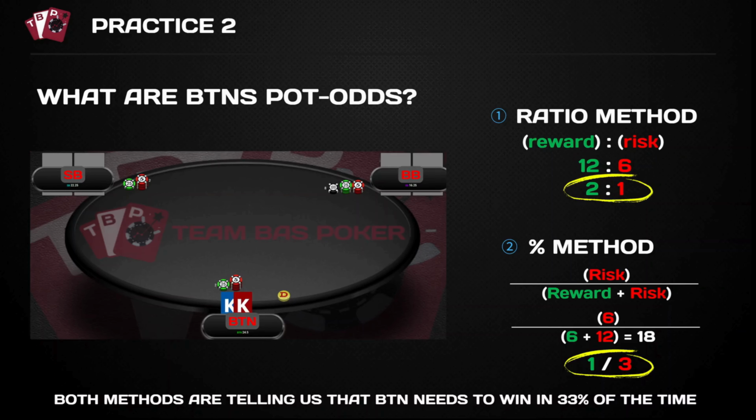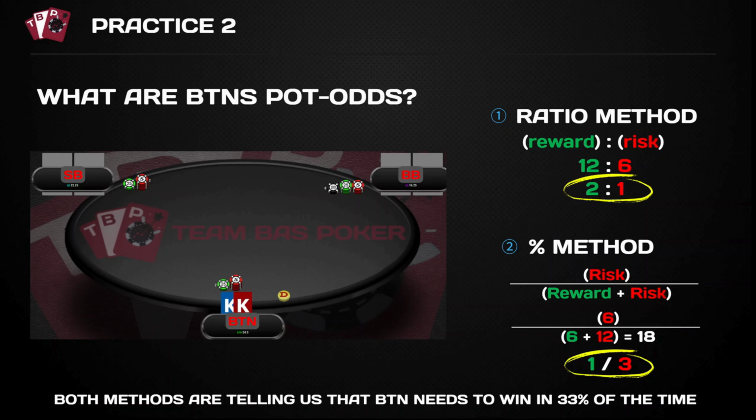Risk is always the final call size from the player who wants to know his pot odds, which is here the button. So as the big blind is 3-betting to 8 and the button already contributed 2 BB to the pot, he has to pay or call 6 BB more. So 6 BB represents the button's risk.